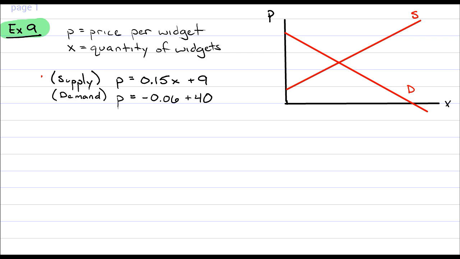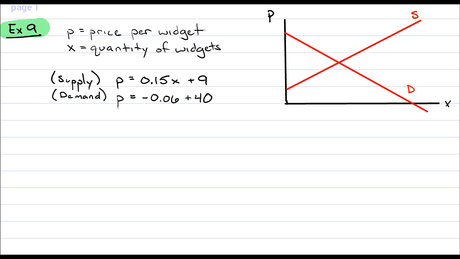Now we also have these two equations, the supply equation and the demand equation. These equations give the relationship between the current market price and the current supply of widgets in the market, as well as the current market price and the current demand for widgets in the market. So to get an idea of what these equations are telling us, I've graphed them over here to the side.